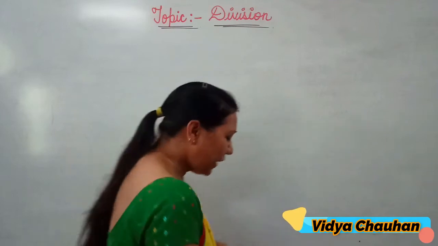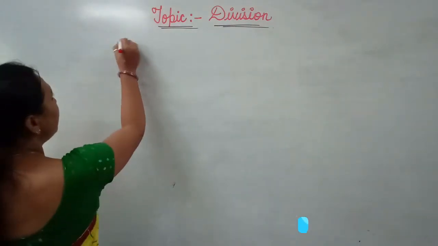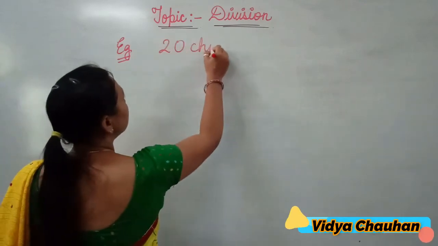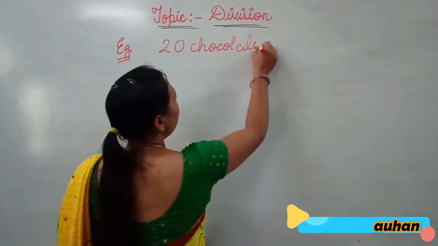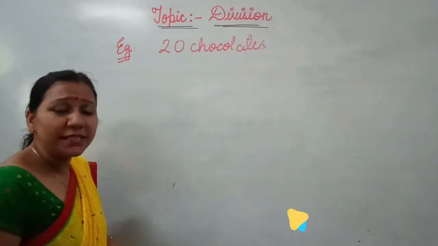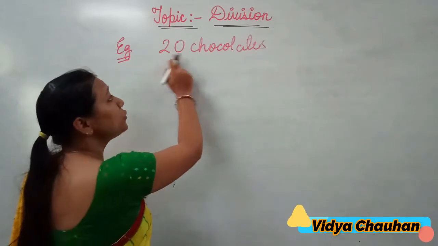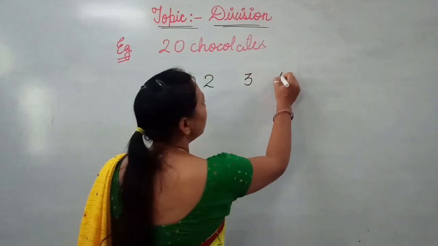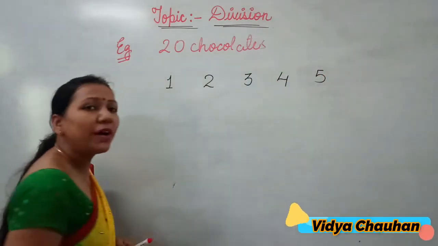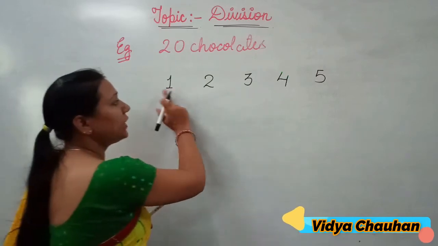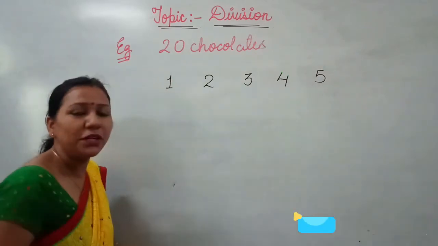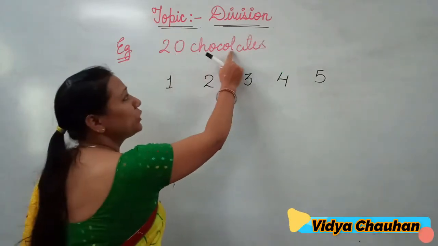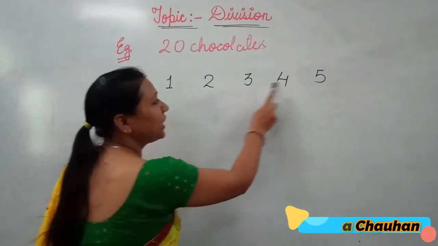How? Let's see. For example, if I have 20 chocolates with me, and it is said that I have to distribute these 20 chocolates among 5 different children. So let the children be 1, 2, 3, 4, 5. So these are the 5 children among which I have to distribute our 20 chocolates. So in that case, how am I going to share these 20 chocolates among these 5 children?